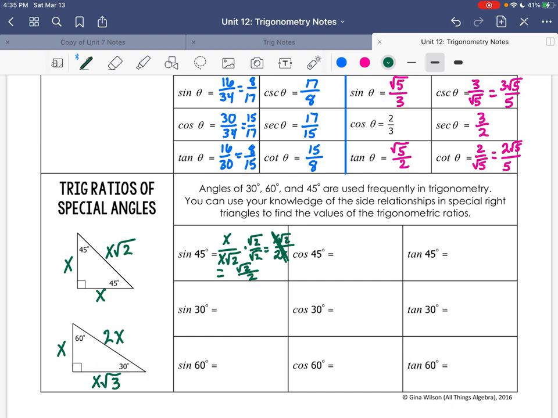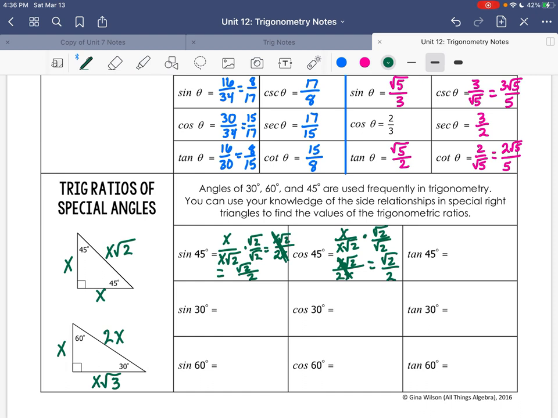Cosine is the same because cosine of a 45-degree angle, opposite and adjacent are the same. So it would still be x over x square root of 2. You would still multiply so that you could get x square root of 2 over 2x. The x's cancel out, and so you're still left with the square root of 2 over 2. So sine and cosine of a 45-degree angle are both square root of 2 over 2.